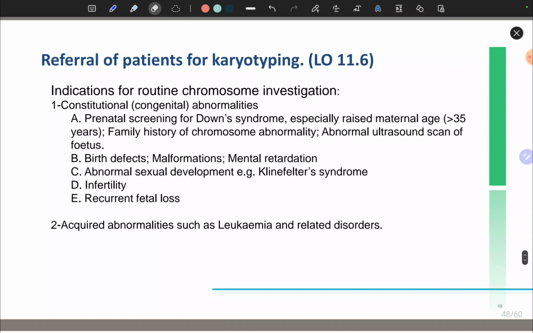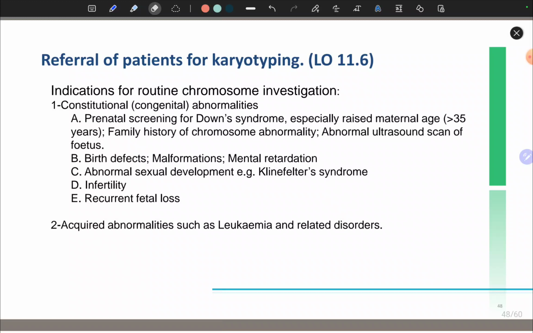The other topic, first, we have referral of patients for karyotyping. Somebody asked, who are the patients, how do you select? So first, indications of routine chromosomal investigation. First, constitutional or congenital abnormalities, such as Down syndrome. So this is one condition. You take some cells of this newborn baby and you try to analyze the difference if there is a problem in the chromosomes.